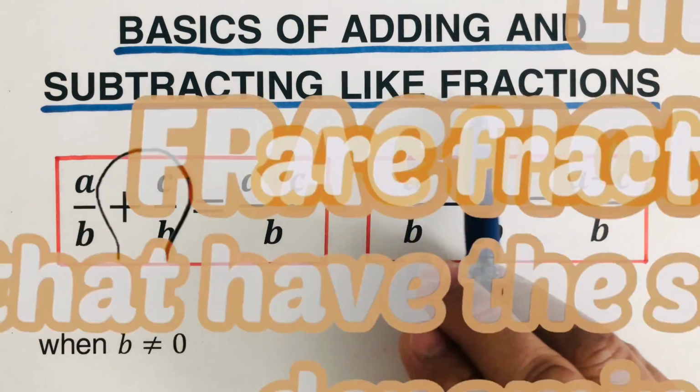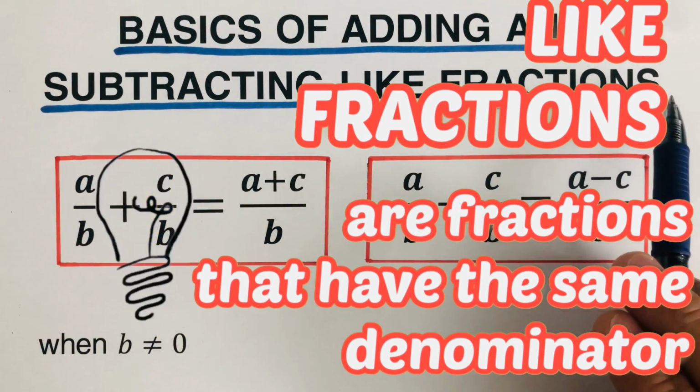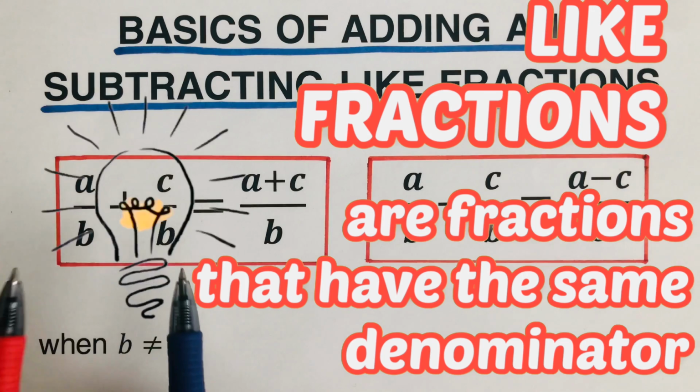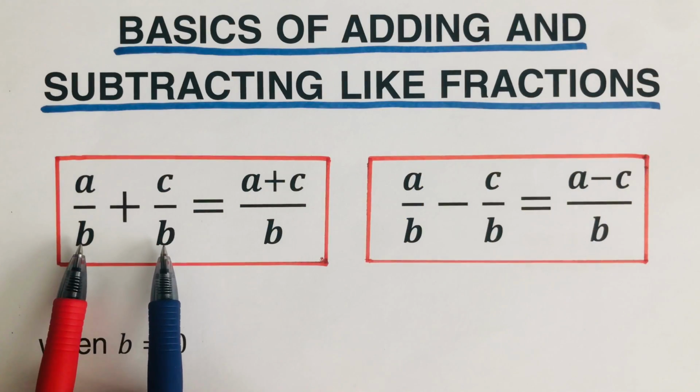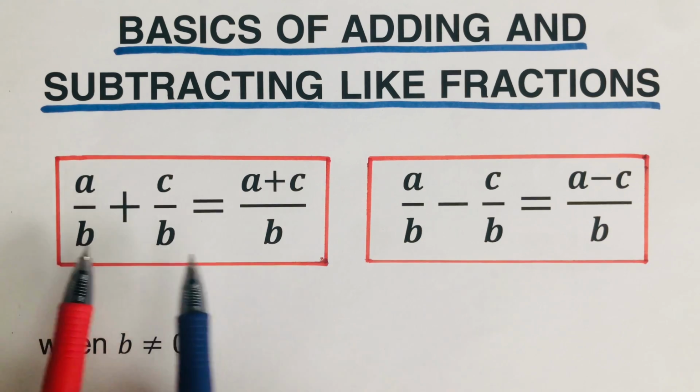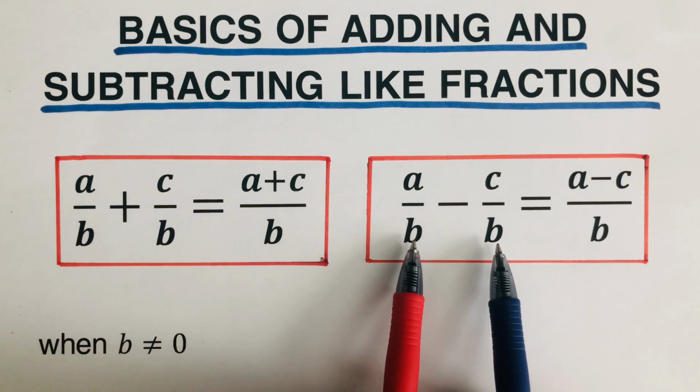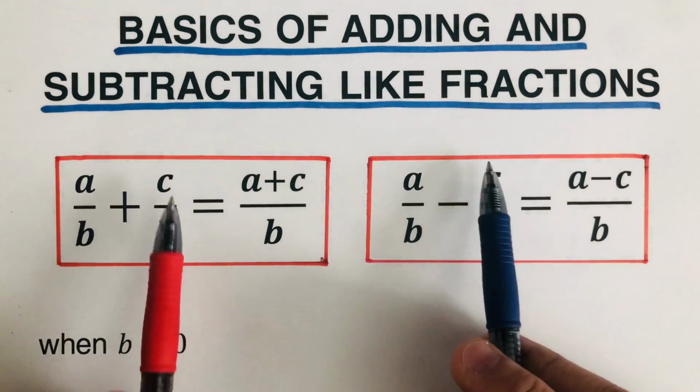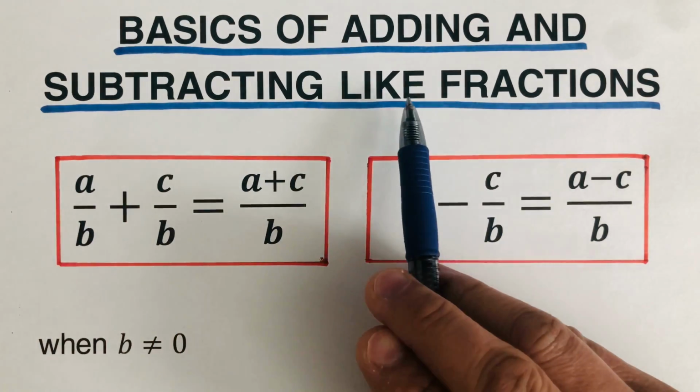Like fractions are fractions that have the same denominator. So in this figure that we have here, a over b and c over b are like fractions since both of their denominators are the same, which is b. And in this case right here, it's the same thing. They both have the same denominator, b. So these two fractions and these two fractions are considered like fractions.